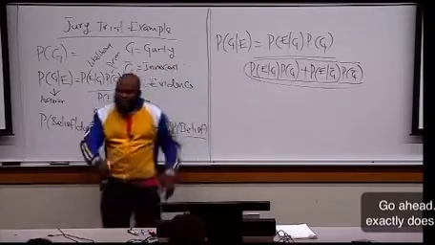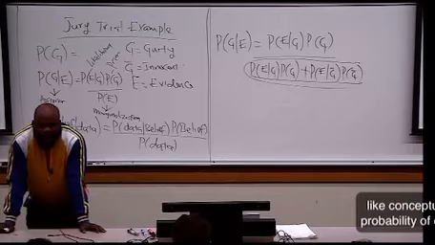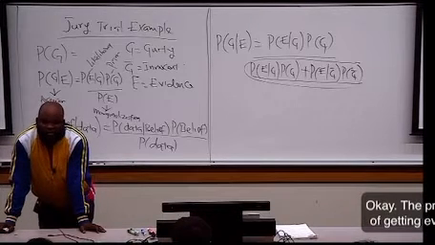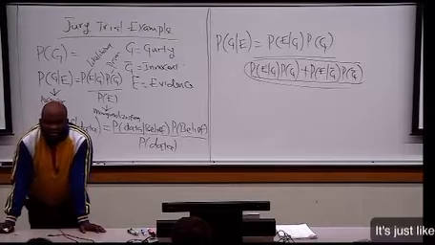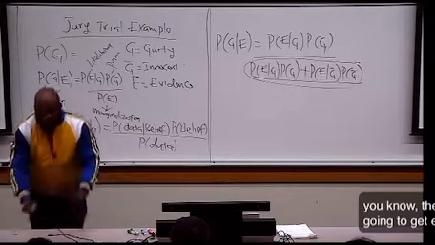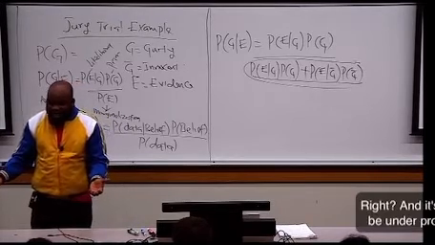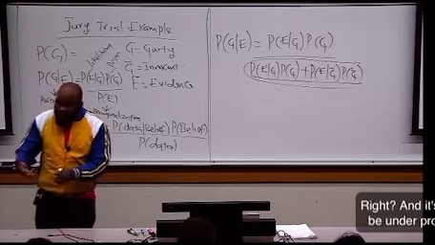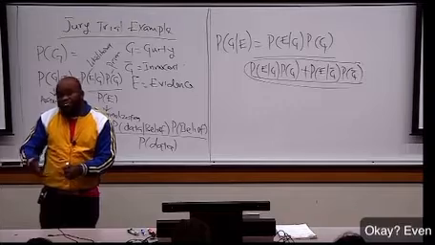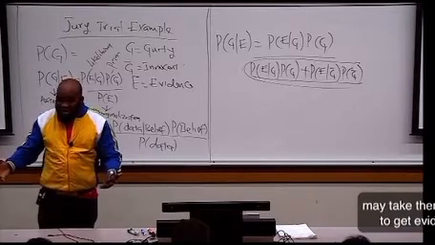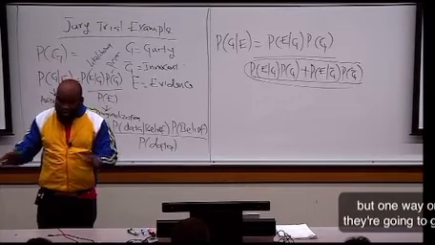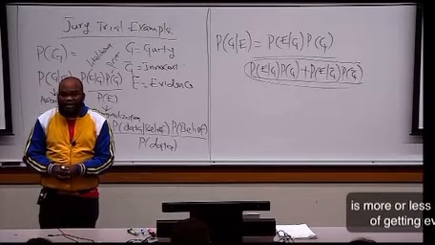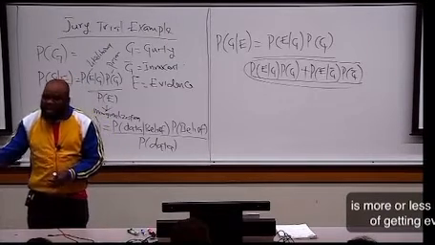Go ahead. What exactly does it mean, conceptually, the probability of evidence? Okay, the probability of getting evidence is just like, the world is going to get evidence, right? And it's going to be under probability. Even though it may take them forever to get evidence, one way or the other, they're going to get evidence. So we're going to say the probability of the evidence is more or less like the chance of getting evidence.